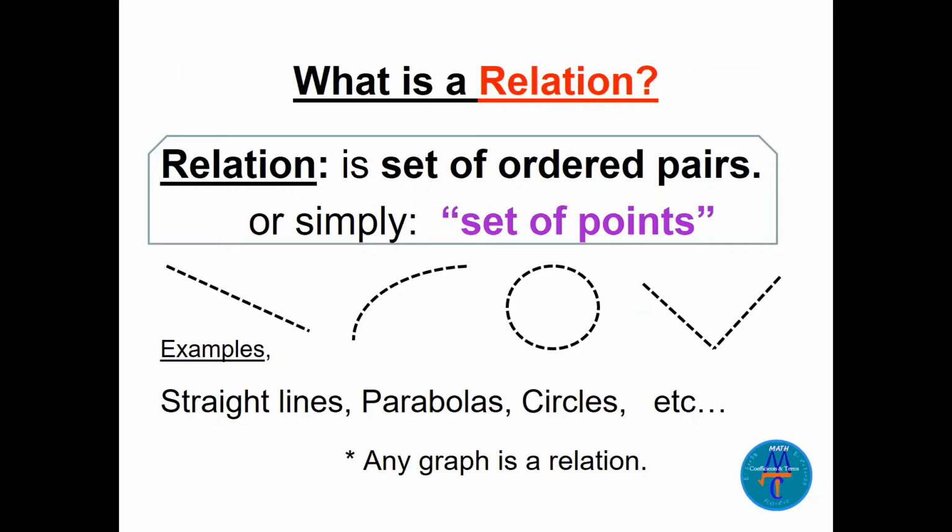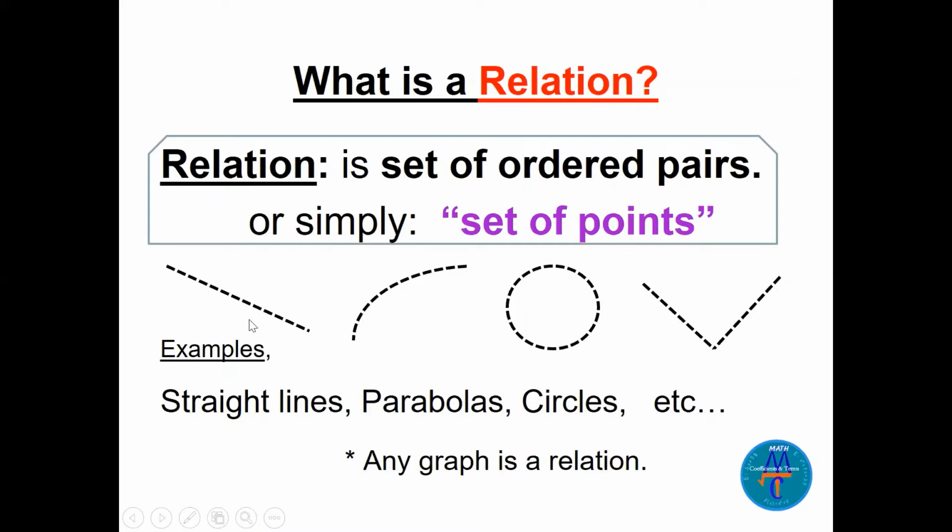Now, what is a relation? It's so important to know in math the meaning of relation. Relation is a set of ordered pairs, or simply a set of points. So we have a point, point, point, point. If we put these points like this, we get a straight line. This is a curve. This is a circle. This is a V shape.